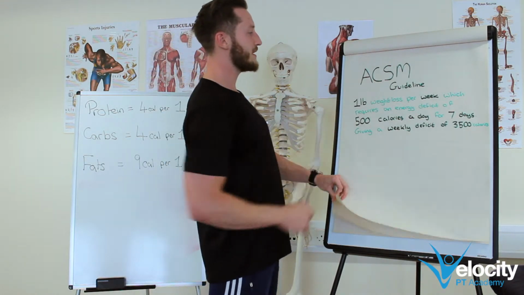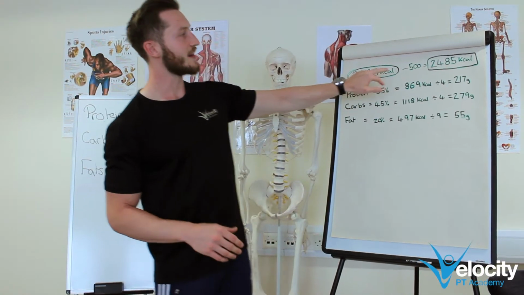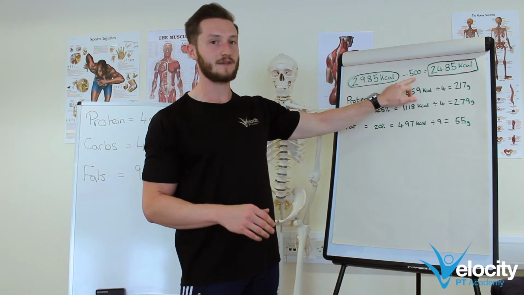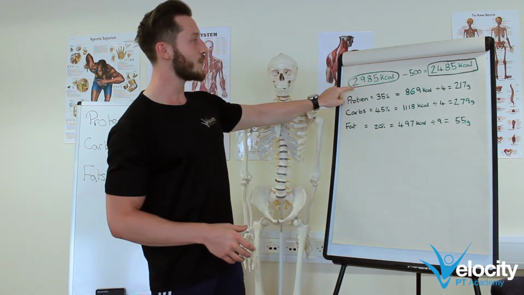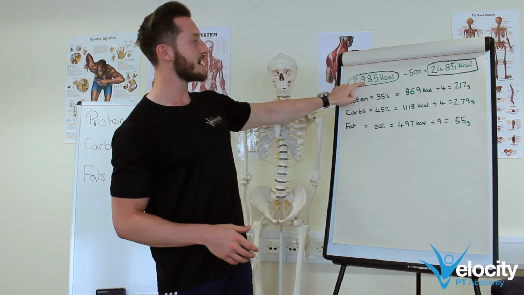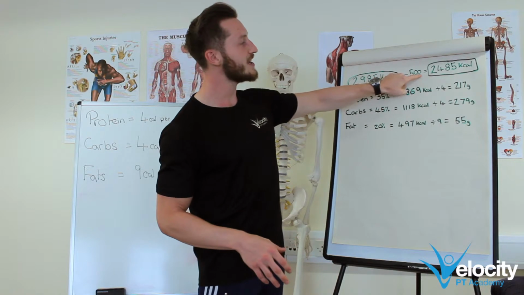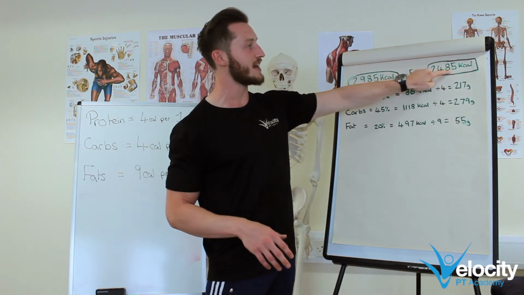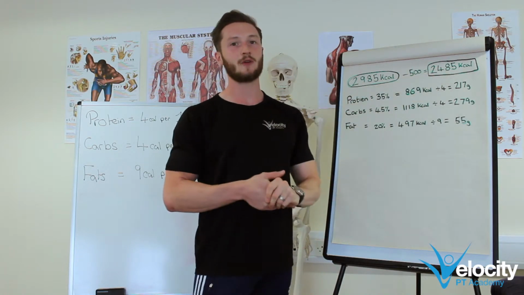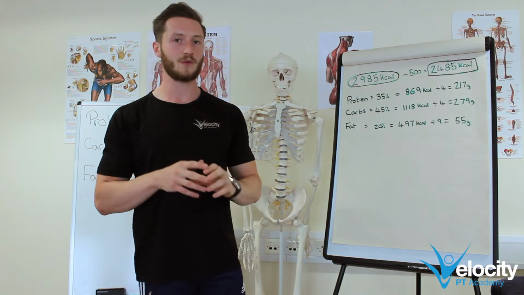So anyway, that being said, we're now going to have a look at applying that 500 calorie deficit to my total calories that I need to eat. So we've got here my total calories that I need to eat, 2,985 calories, in order to maintain where I'm at. I'm going to take away 500 calories from that, giving me 2,485 calories that I will need to eat in order to sustain a 1 pound weight loss per week according to the ACSM guidelines.